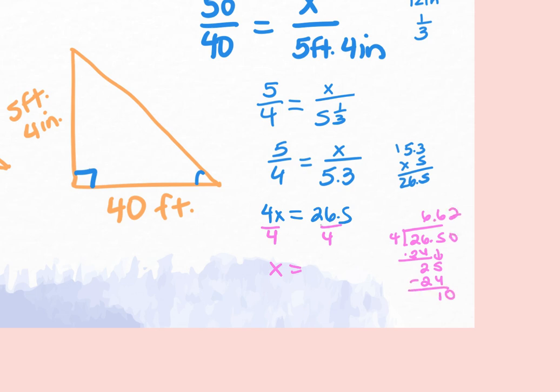And my decimal is 6.62, which would round to 6.6. Wait, why would it be 26.5? Why would it be 26.5? 5.3 times 5. Yeah, there's the decimal. So that's if you converted it to feet.